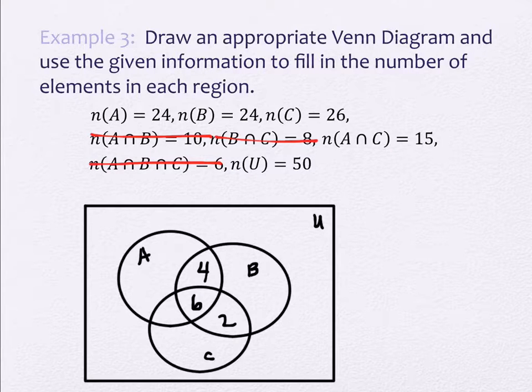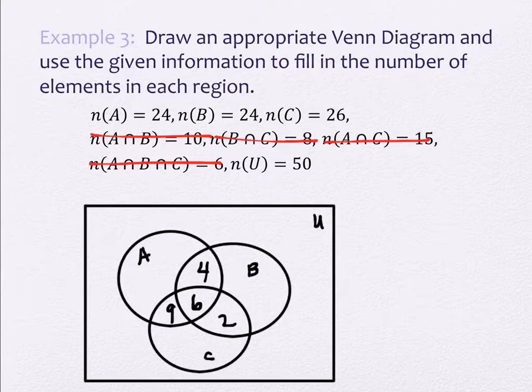The next one is A intersect C. So here's circle A, here's circle C, intersecting right here in this football. It's supposed to be 15 of them, and there's 6 already there, so how many are left for out here? 9. Okay, everybody good so far?